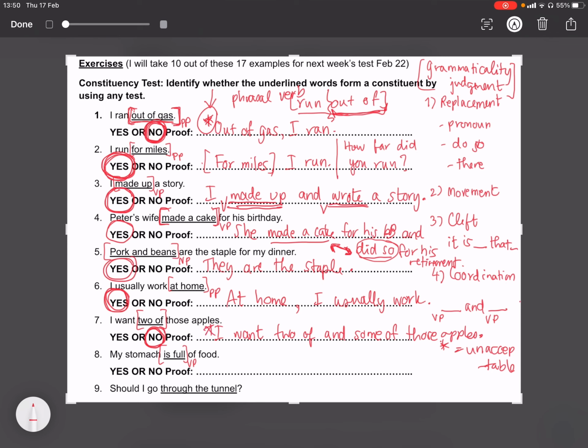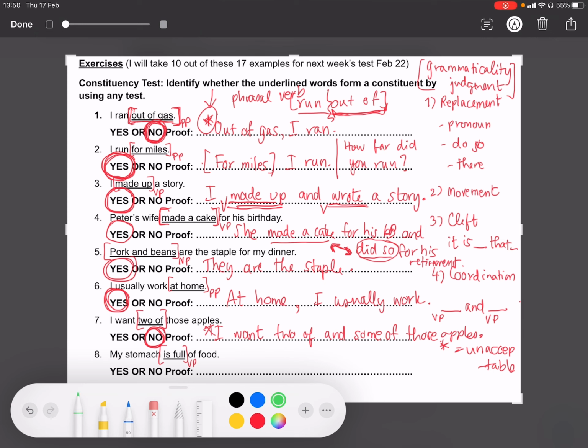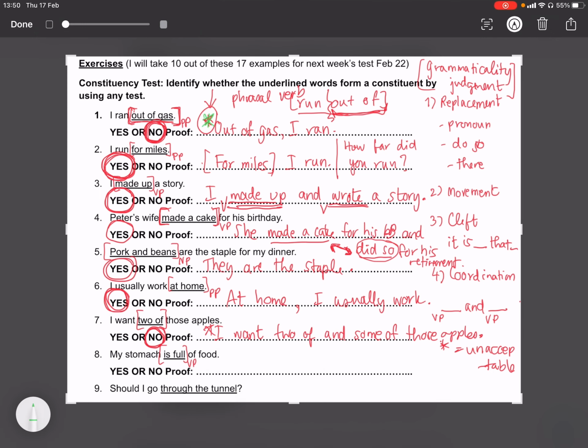We put a star. I'm just gonna use another color for the ones that are wrong, okay? So number 1 is wrong. Number 7 is wrong. And don't forget to put a star in front of the sentence. It means that you cannot say these sentences. Nobody says it.